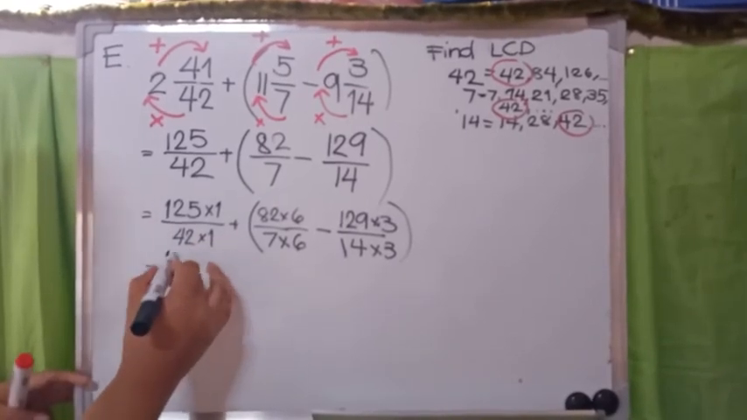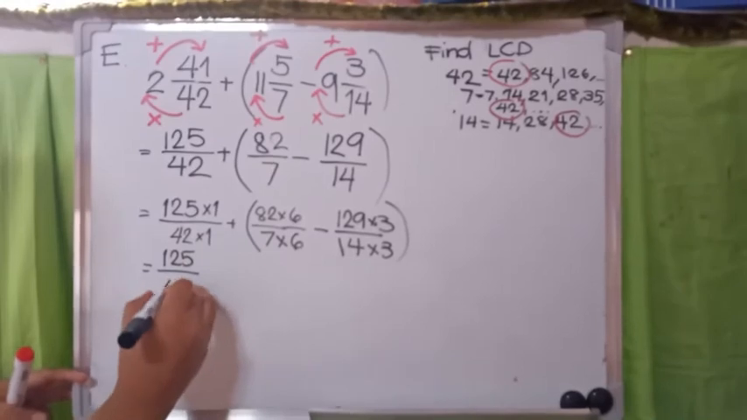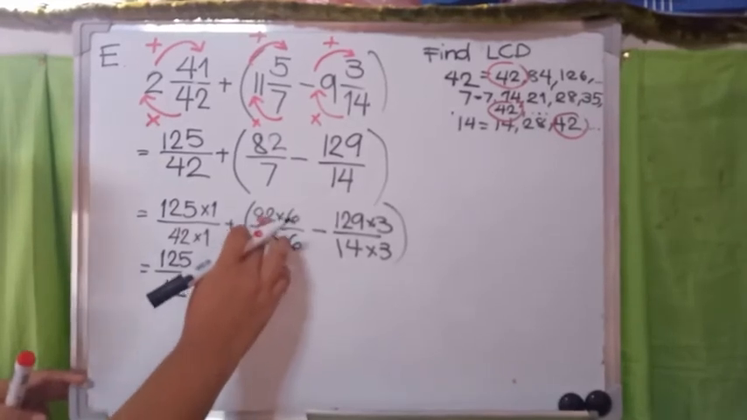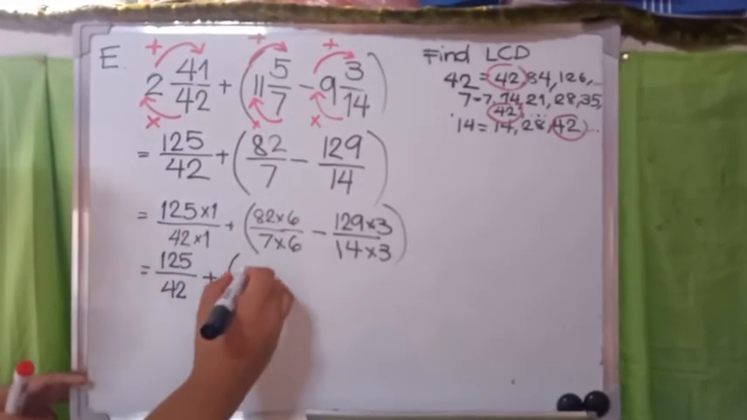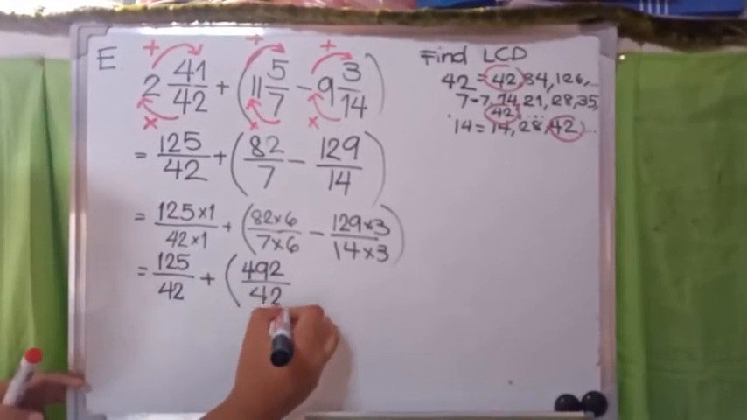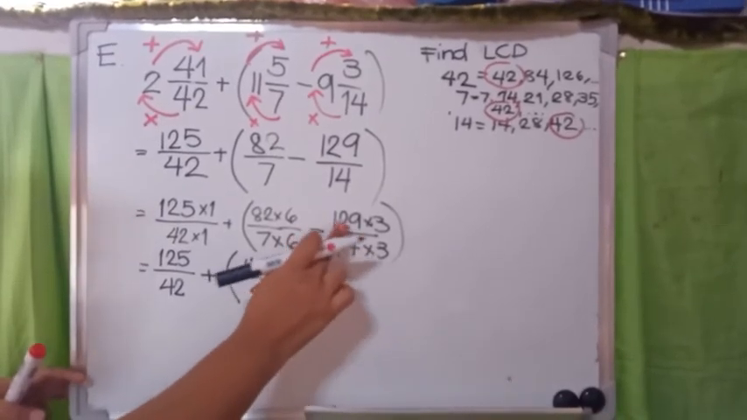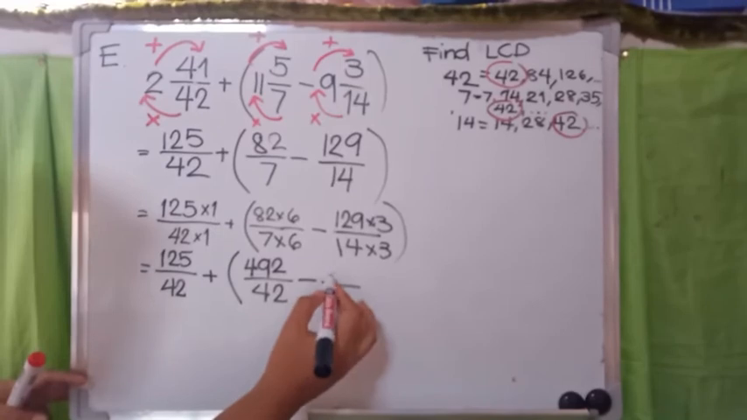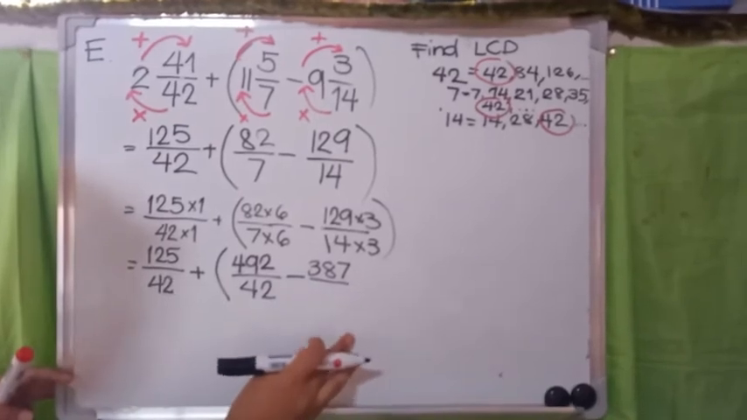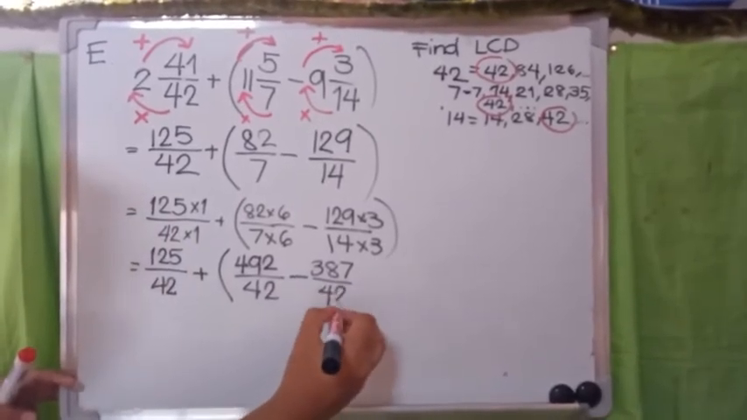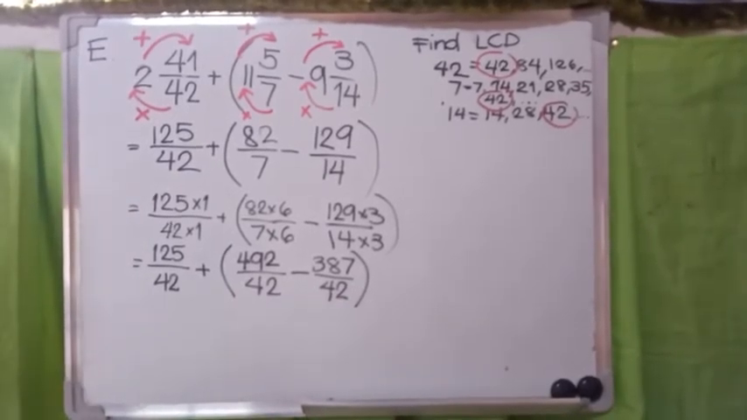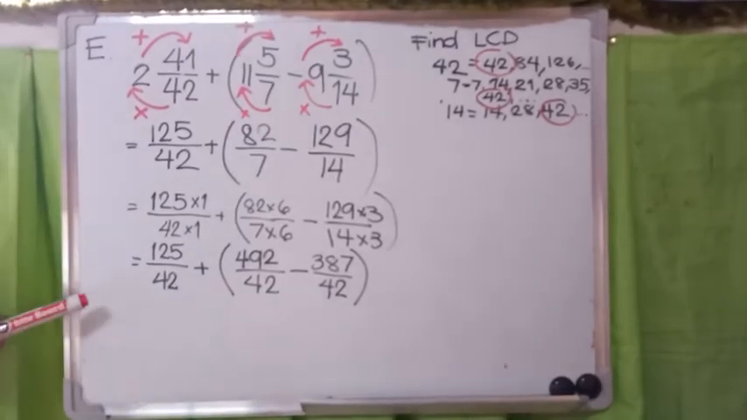125 times 1, it's 125 over 42, plus, do not forget the parenthesis, 82 times 6, we got 492 over 42, minus 129 times 3, it's now 387. 14 times 3, it's 42. So all of them, the denominators are the same. So we can now solve this expression.